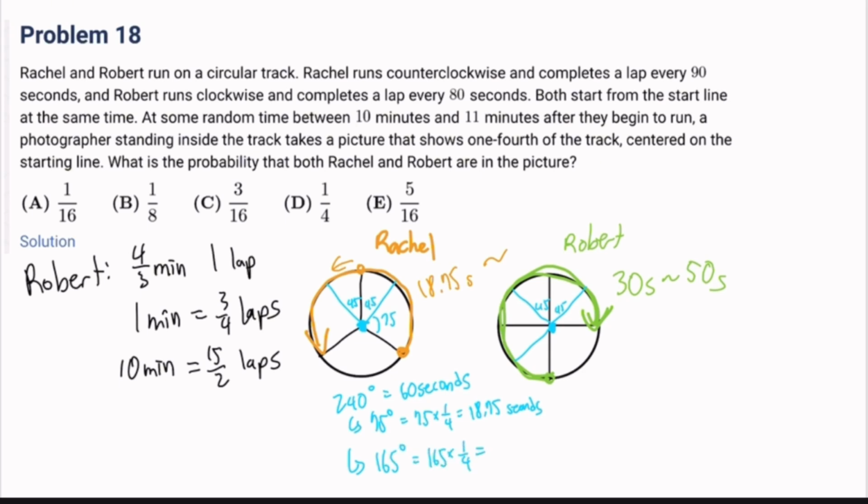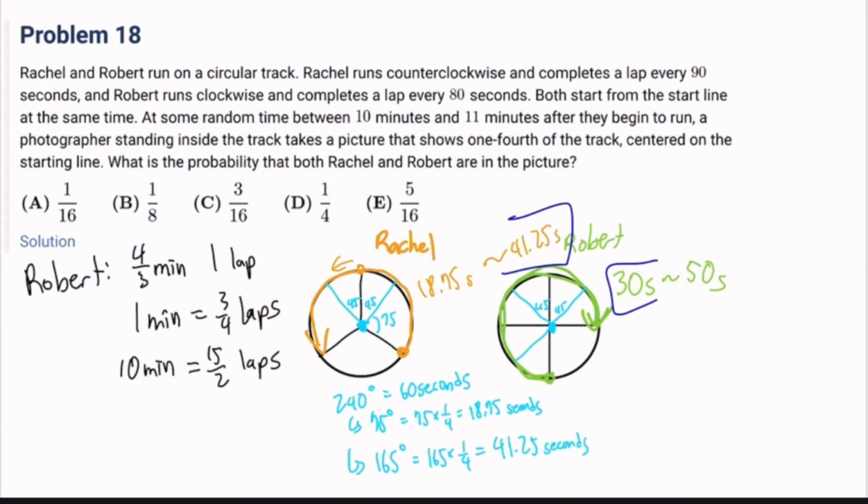This is going to be equal to 41.25 seconds. So Rachel's going to go from 18.75 to 41.25 seconds. And so we need to combine these two times. That means both Rachel and Robert will be in the picture from 30 seconds up to 41.25 seconds, right? And so this is 30 seconds up to 41.25 seconds.